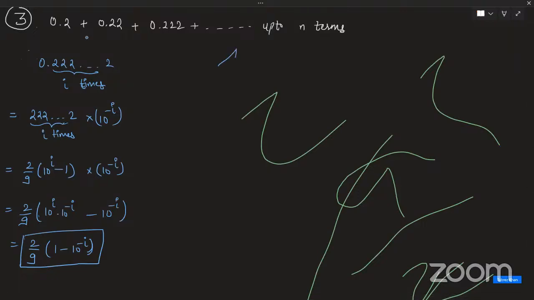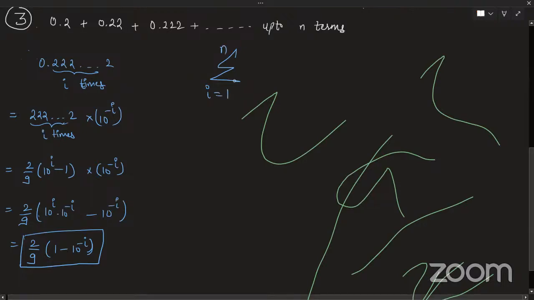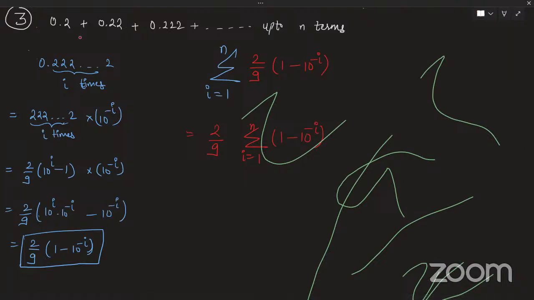So basically I will take sigma of this, with i going from 1 to n. My inside thing is 2 by 9 into 1 minus 10 raised to minus i. I can take 2 by 9 common out: 2 by 9 sigma i equal to 1 to n of 1 minus 10 raised to minus i. Fine?